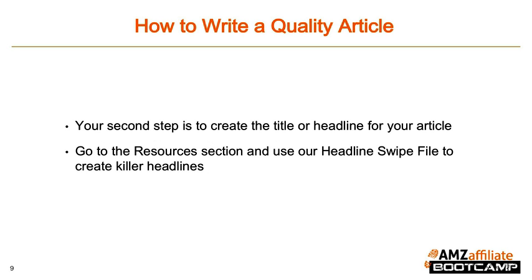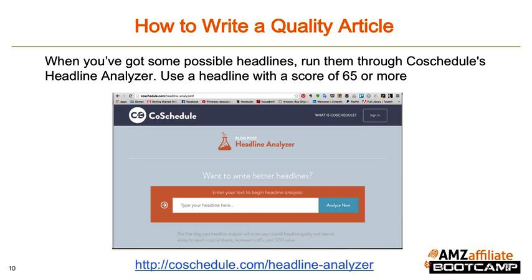Your second step is to create the title or headline for your article. A great headline increases the chances that your visitor will read the article. Remember the email marketing kind of analogy. Research shows that 8 out of 10 visitors will read your headline, but only 2 out of 10 will read the whole article. You can beat that average with great headlines. Go to the resources section and use our headline swipe copy to create killer headlines. We make it really, really easy for you. When you've got some possible headlines, run them through this headline analyzer tool. Use a headline with a score of 65 or more.